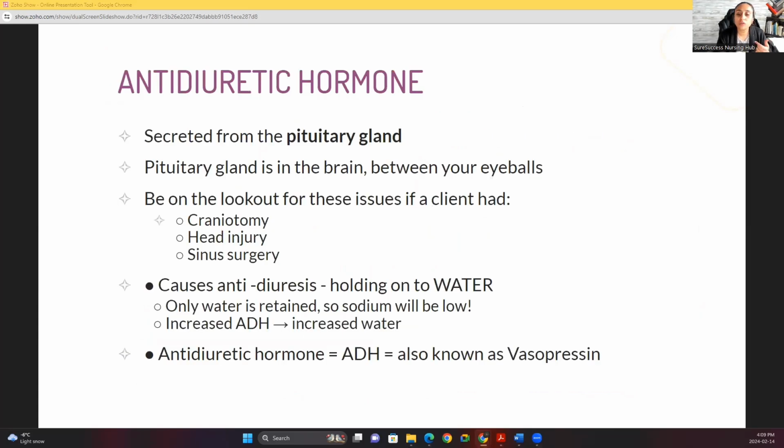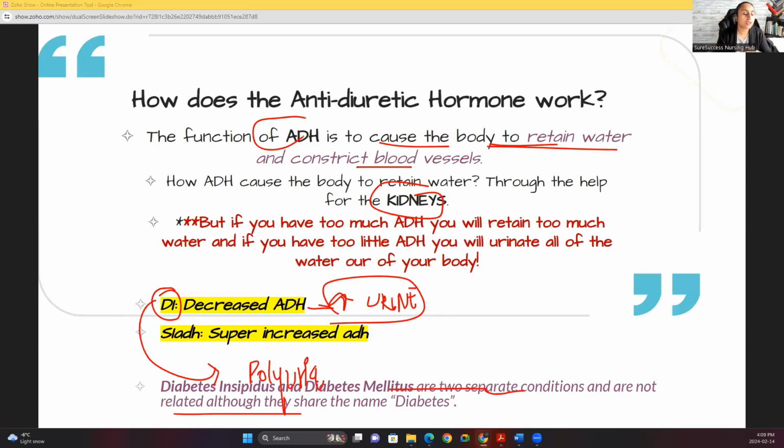Okay, so as I told you, it is secreted from the pituitary gland. Do you know where the pituitary gland is located in our body? It's in the brain, below the brain, near the hypothalamus. It is near what is between the two eyeballs, inside the brain. So it is under the brain, but between our eyes.